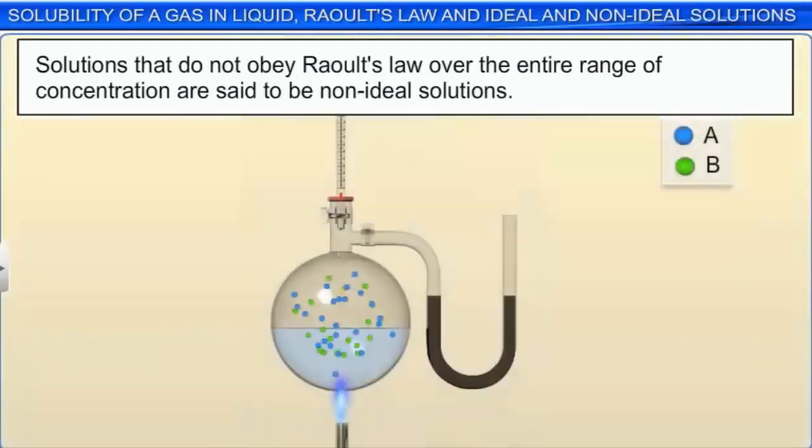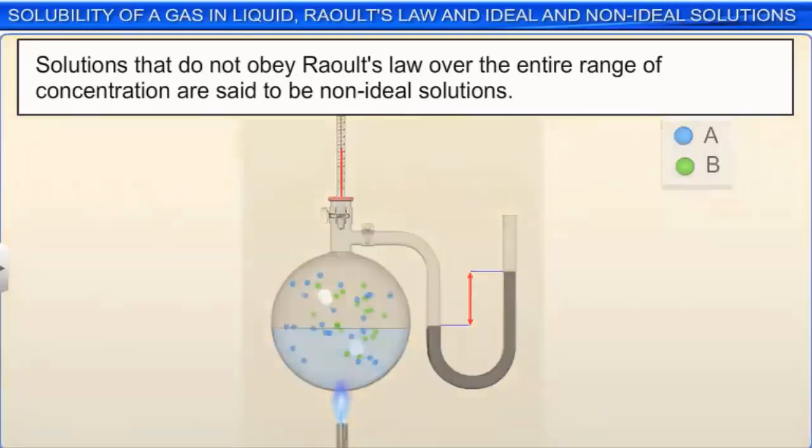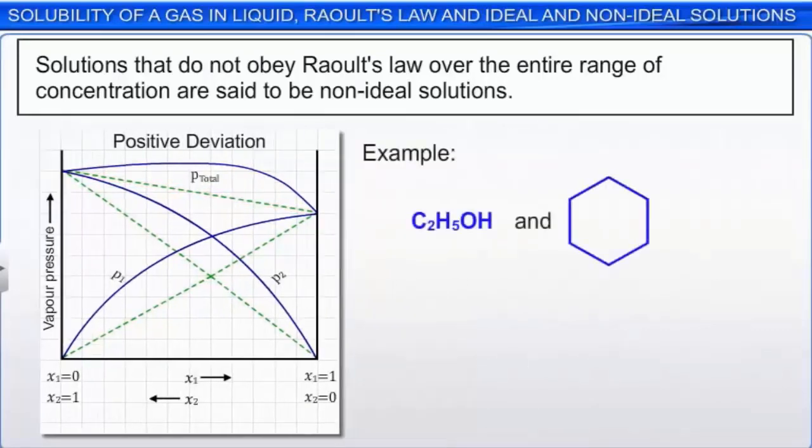If the magnitude of AB interactions is weaker than the magnitude of AA or BB interactions, then this implies that such solutions have a higher tendency to escape in the vapor phase and will show a higher vapor pressure. Such solutions are said to exhibit positive deviation from Raoult's law. The total vapor pressure of such a solution is greater than the vapor pressure corresponding to the ideal solution of the same composition. For example, a mixture of ethanol and cyclohexane shows positive deviations from the Raoult's law.